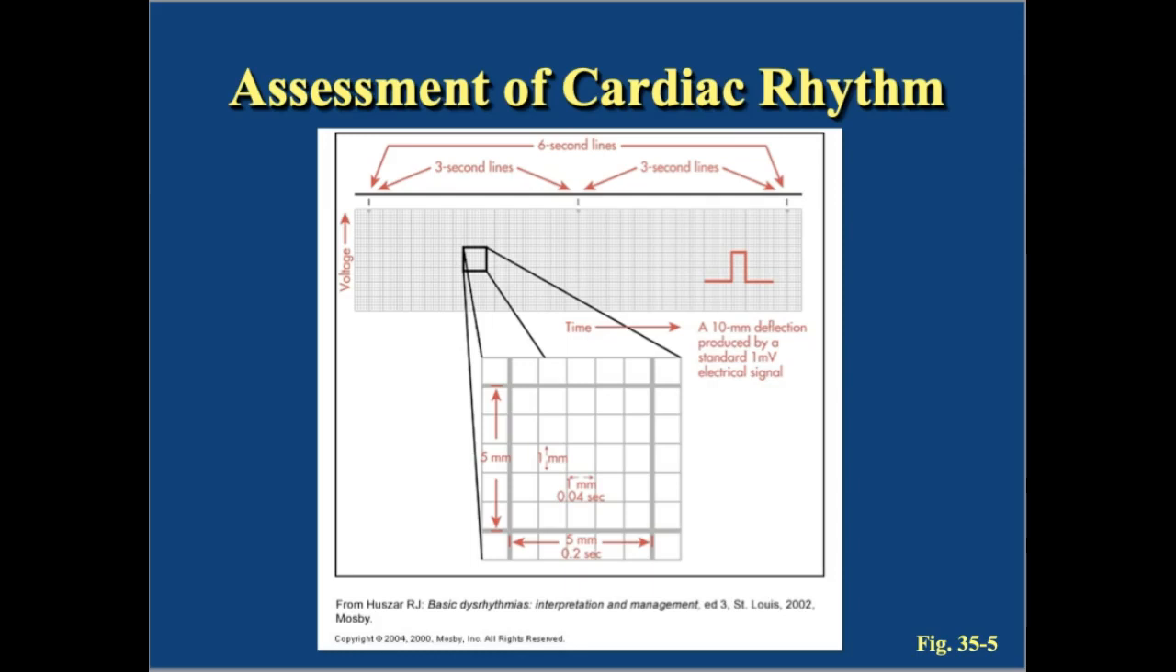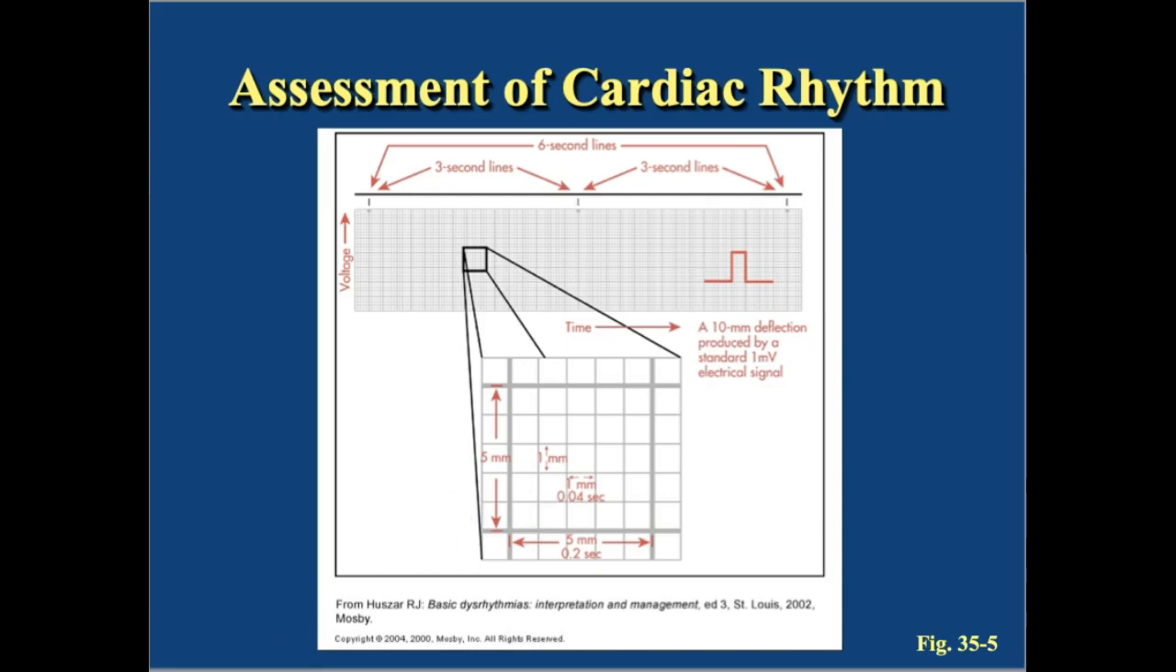So let's look a little closer here. When you're assessing a cardiac rhythm, the first thing you need to do is understand what it's telling you. Basically, you have time across a horizontal plane and voltage across the vertical plane. It's composed of large and small boxes. These large boxes are 0.2 seconds, and there are 300 of these in a minute. The large boxes are composed of 25 smaller boxes, 5 across. So these small boxes are 0.04 seconds each.